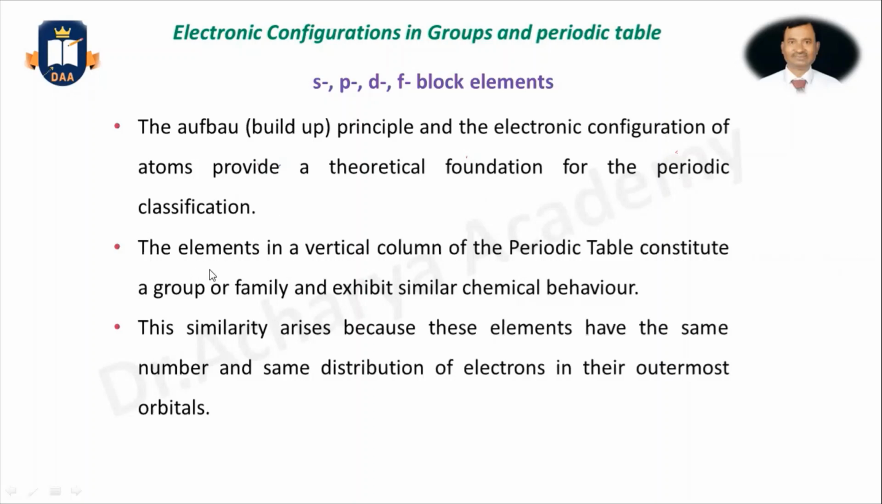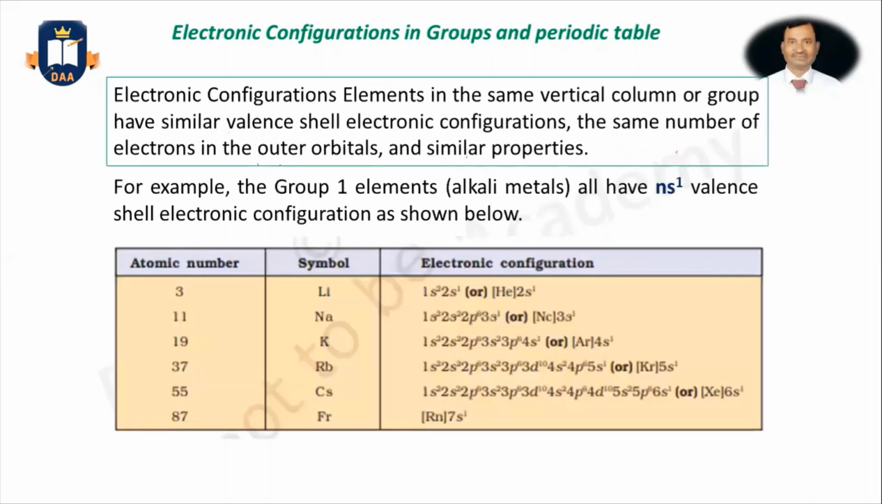The elements in a vertical column of the periodic table constitute a group or family that exhibits similar chemical behavior. And this similarity in chemical behavior arises because these elements have the same number and same distribution of electrons in their outermost orbital. We'll check it now with the S block elements.